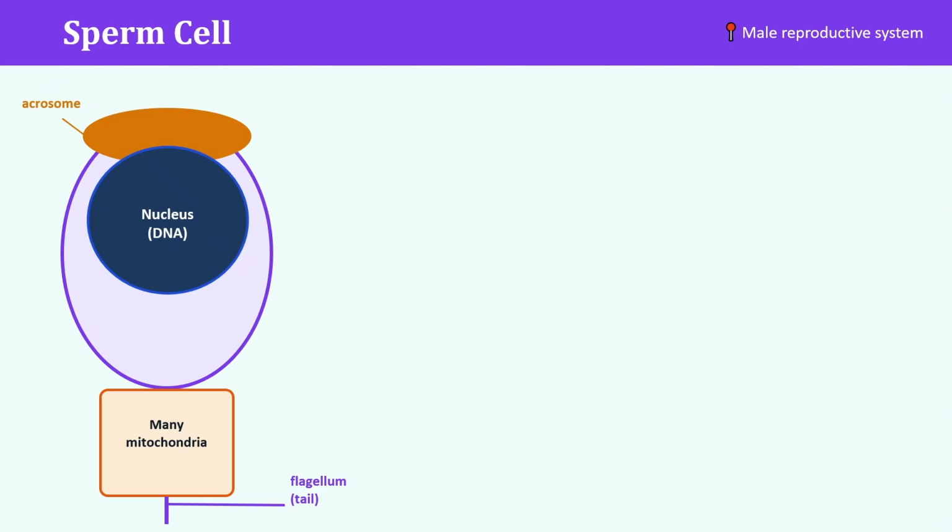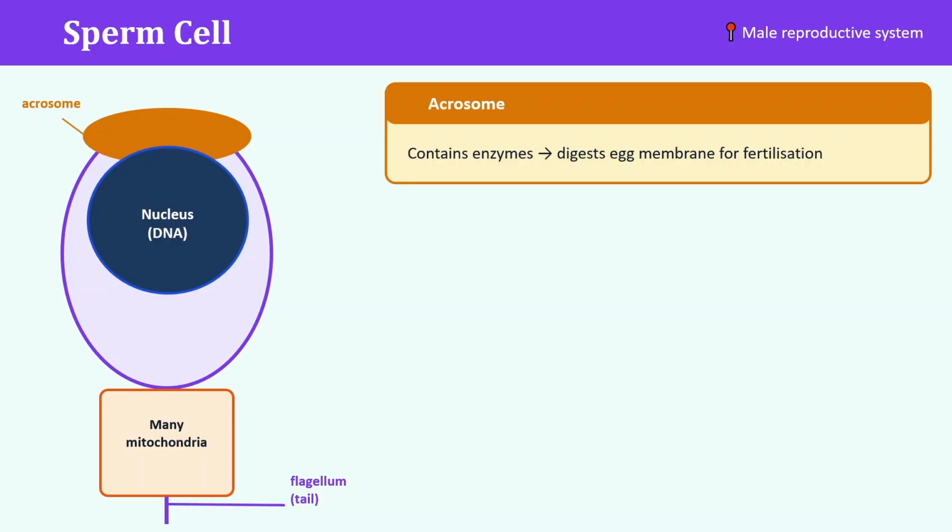The next specialized cell is the sperm cell. Its one job is to reach the egg and fertilize it, and every single part of the sperm cell is exactly built for that purpose. Look at a diagram. At the very tip of the head, that amber colored cap, that is the acrosome. The acrosome contains enzymes. When the cell reaches the egg, the enzymes digest through the membrane of the egg cell, allowing the sperm to enter and fertilize it.